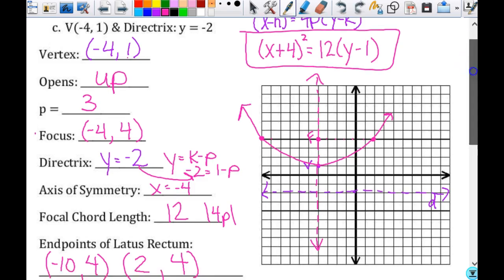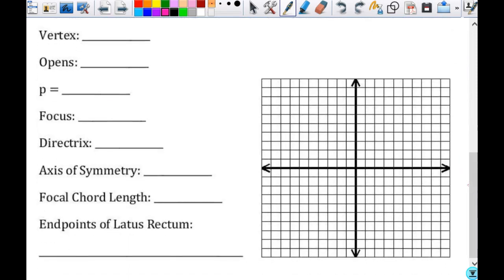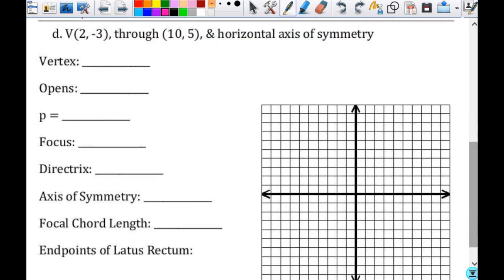Is all this a review? Yeah, okay. That's a good thing, right? It's not necessarily a bad thing. All right, so now we have this vertex, 2, negative 3, and it goes through 10, 5, and has a horizontal axis of symmetry. All right, so vertex is at 2, negative 3.